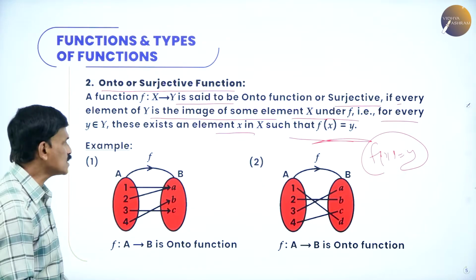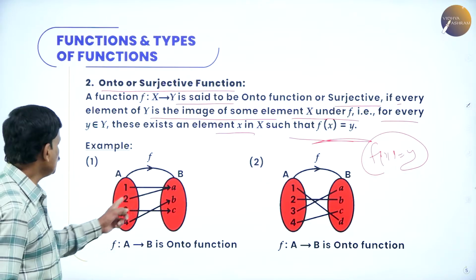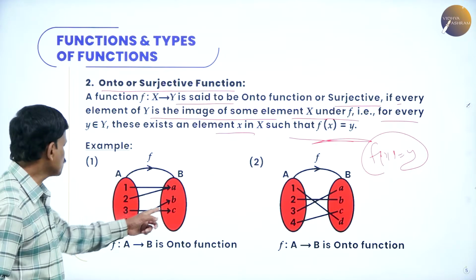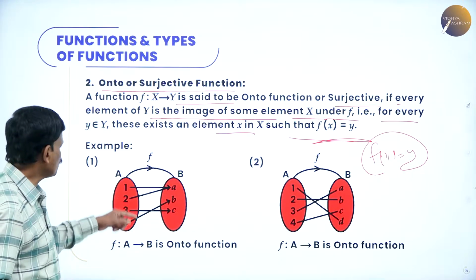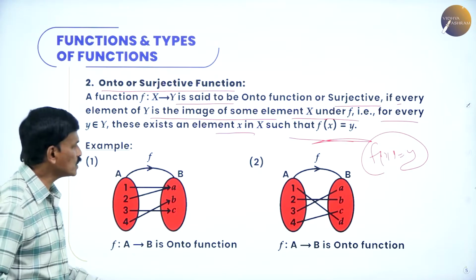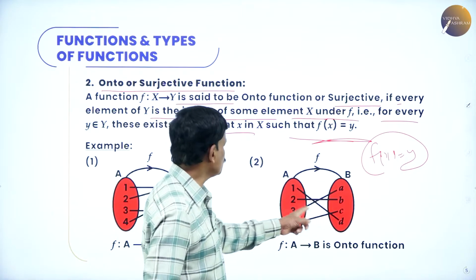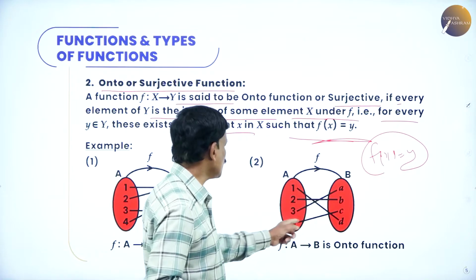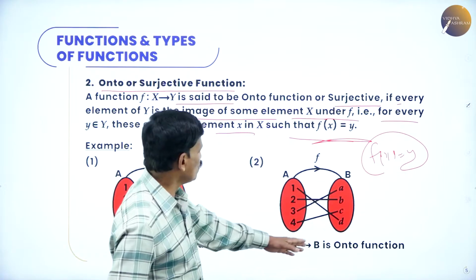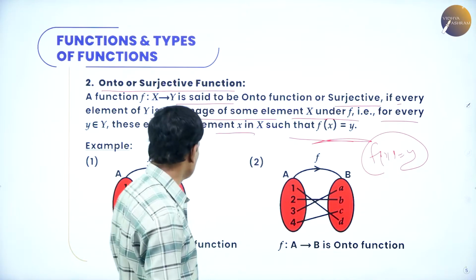Now, let us take an example. Here, 1 to A, 2 to A, again 3 to C and 4 to D. So, therefore, this is an onto function. Similarly, see here, 1 to D, 2 to B, 3 to A and 4 to C. Again, this from A to B is also an onto function.